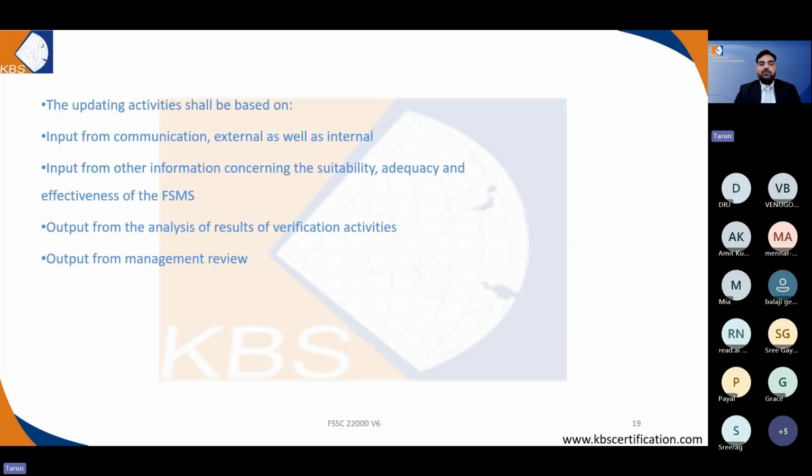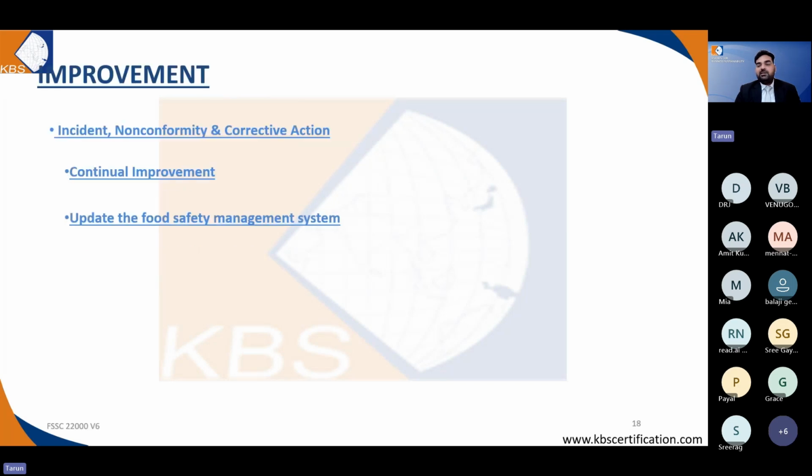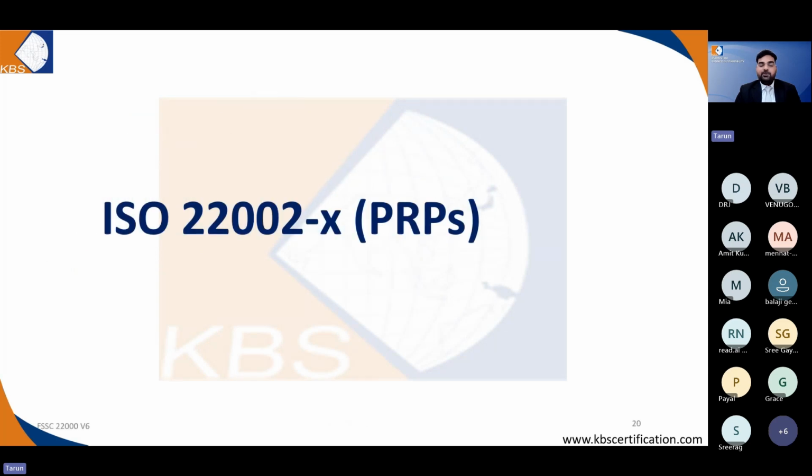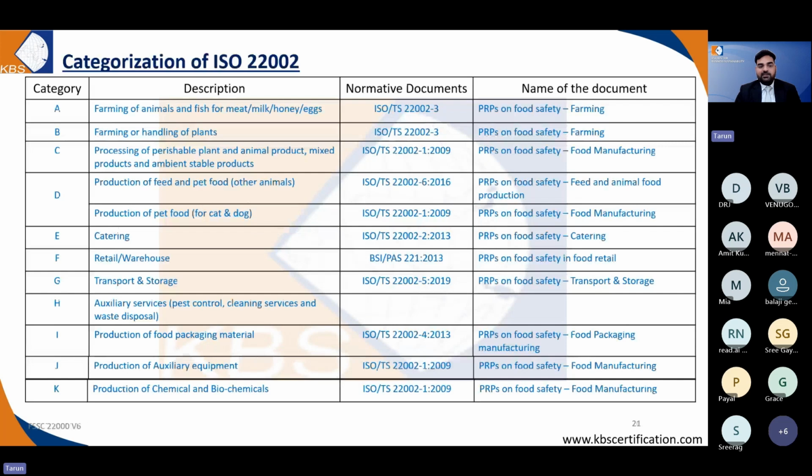So when you update the activity based on input from communication, like how you can update. Somebody will give you the input, maybe your organization persons, maybe any customer requirement, maybe any legal requirement change. Okay. So any kind of changes that need to be updated will be considered in the improvement. And it is a mandatory requirement. You must improve something. And if you are implementing a food safety system, then ISO 22002 PRPs that we have seen, these are the same.